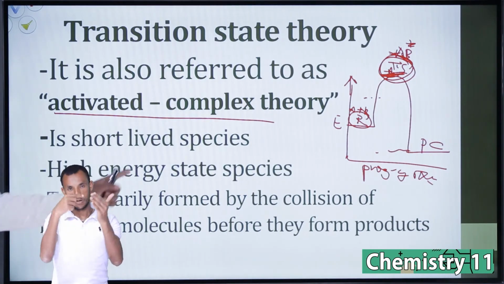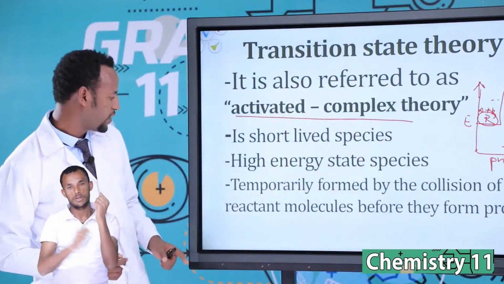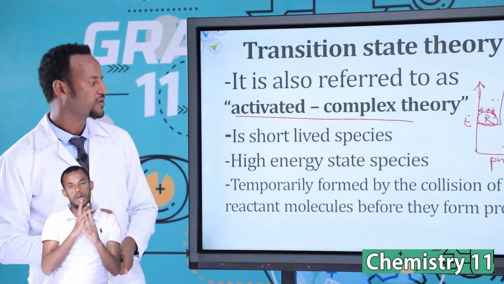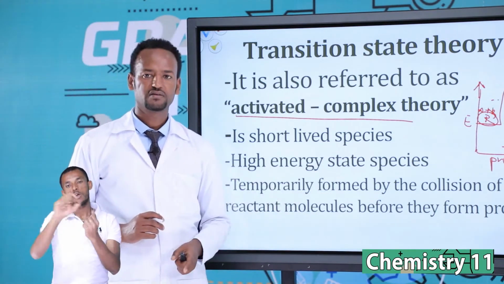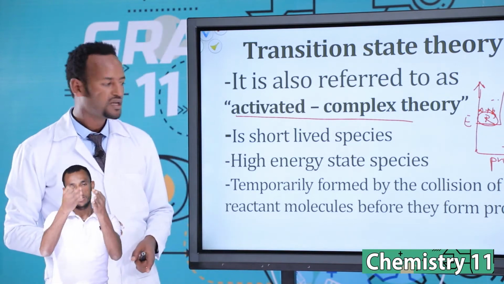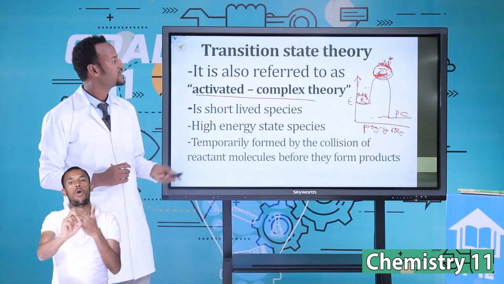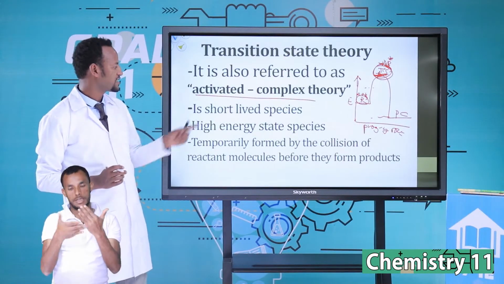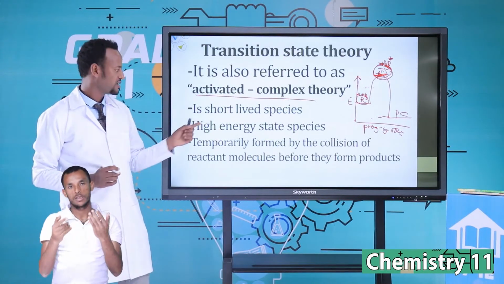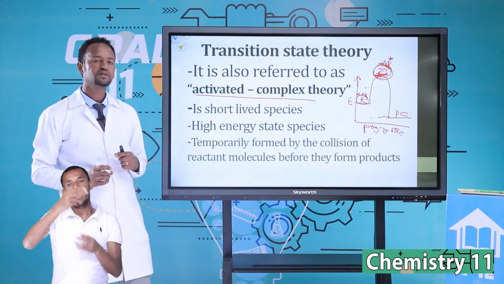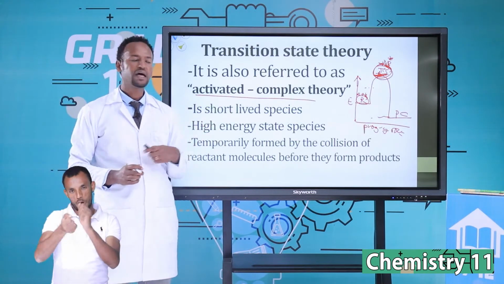They are temporarily formed by the collisions of the reactant molecules before they form products. Transition states are formed before the formation of products. Simply, the transition state is a short-lived species, a higher energy state species, temporarily formed, and unstable.